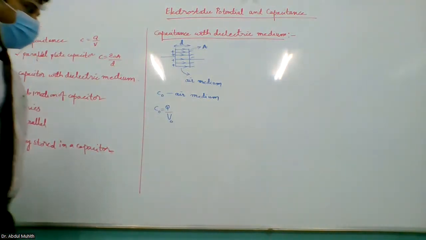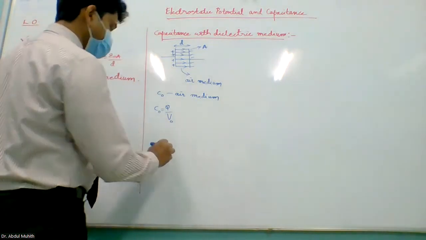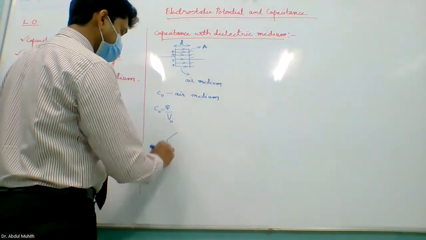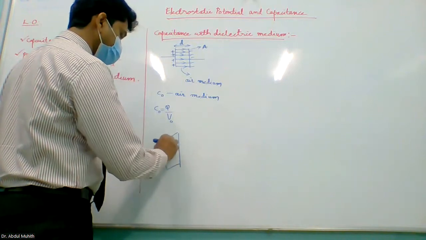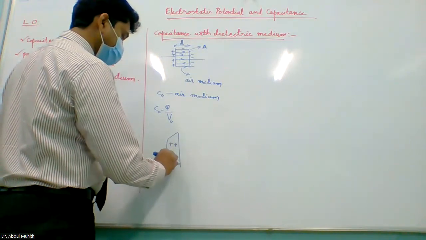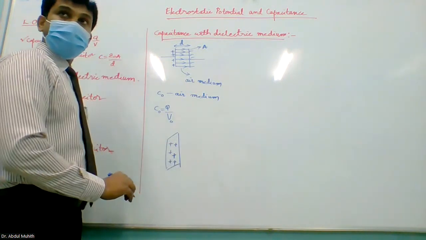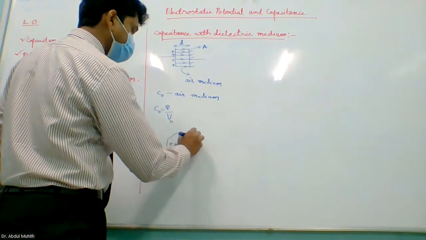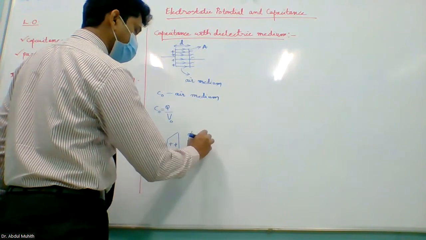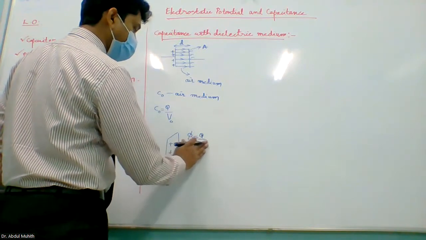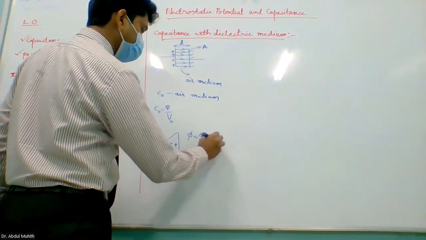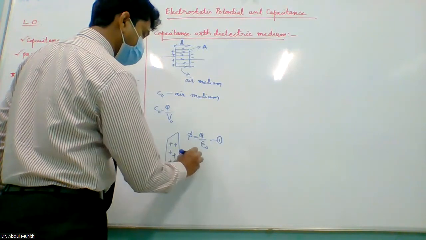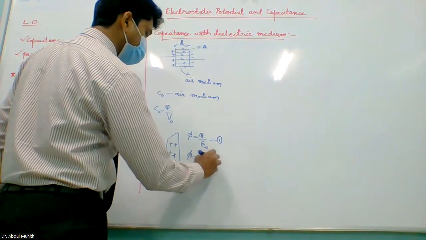Now we have E equal to what? Suppose there is a plate here, and these are the charges on the plate. According to the flux formula, phi is equal to Q by epsilon 0, which is equation 1, and phi is equal to E dot A, this is the second one.